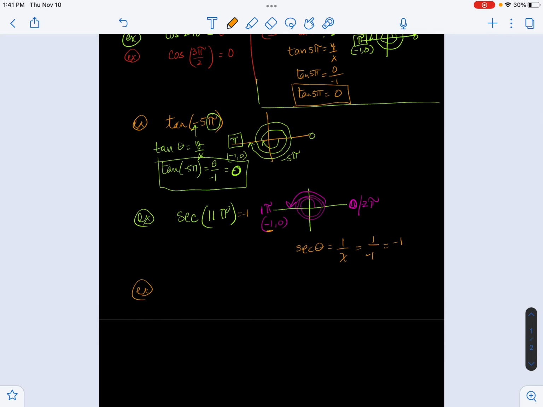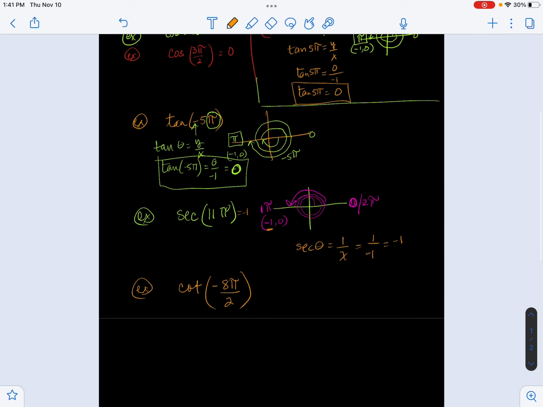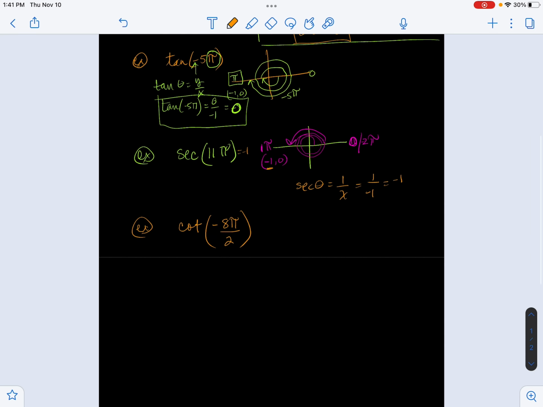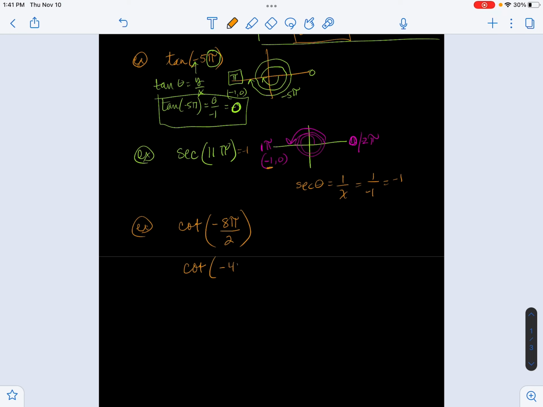What if we have bigger numbers? Let's say we're working on cotangent of negative 8 pi over 2. This lesson is only on the quadrantal angles, so I'm sticking to quadrantals. This is basically cotangent of negative 4 pi. Let's find the location. 0 pi, and we're going in the negative direction. 1 revolution is 2 pi, so that's negative 2 pi. Another full rotation gets me to negative 4 pi, which means it's this angle.